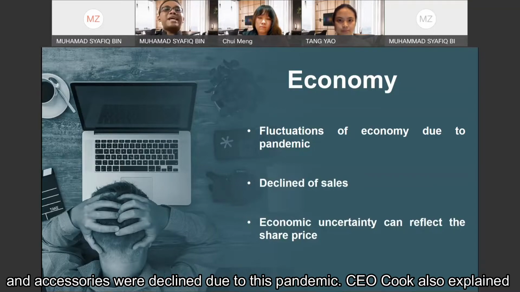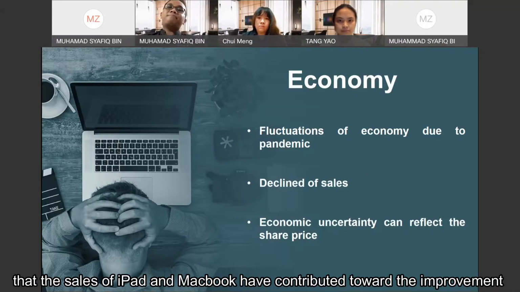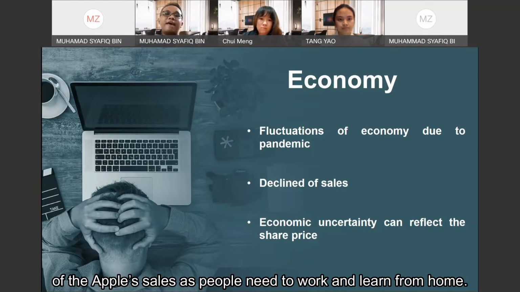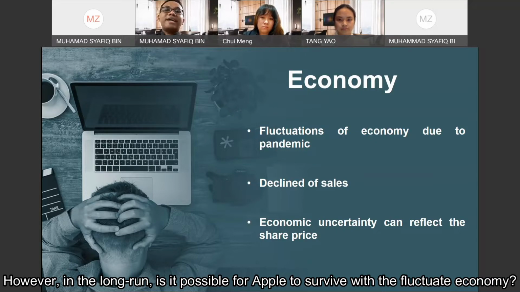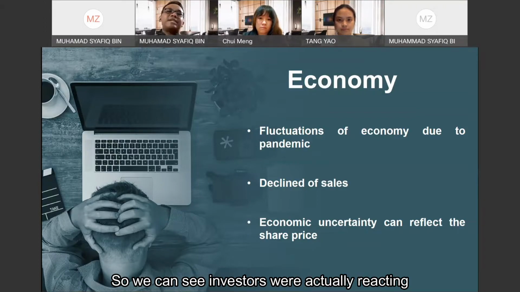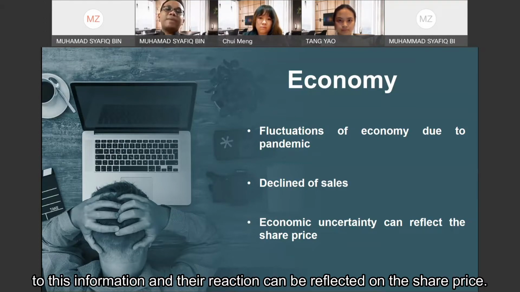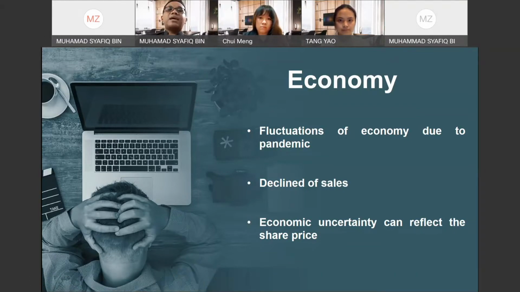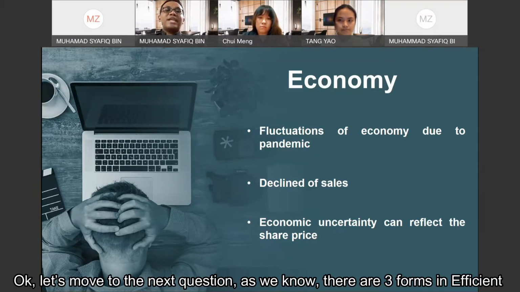CEO could also explain that the sales of iPad and MacBook have contributed towards the improvement of the Apple sales as people need to work and learn from home. However, in the long run, is it possible for Apple to survive with the fluctuating economy? So we can see investors were actually reacting to this information, and their reaction can be reflected on the share price. Okay, let's move to the next question.